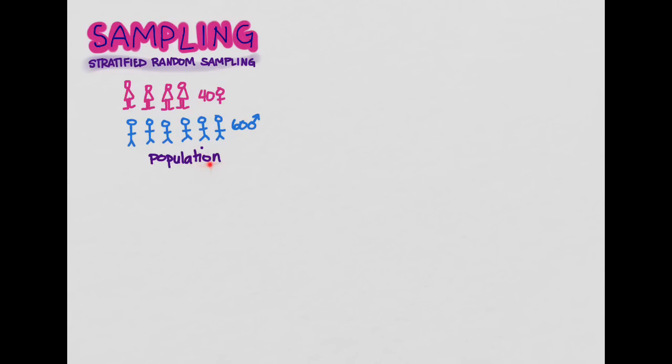So let's start with a population that has 40 women in it and 60 men. And we're interested in measuring their cholesterol level. So we take a simple random sample where, from this group of 100, we randomly pick 10 people. Now it is totally conceivable that we would pick a sample that included, let's say, 6 women and 4 men, right? It's possible.